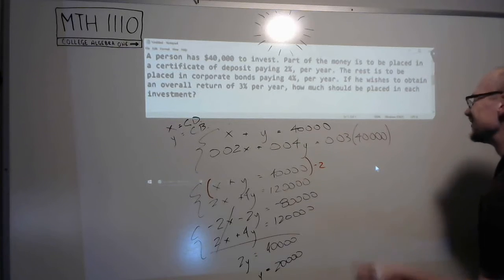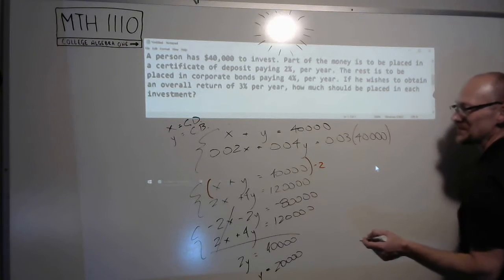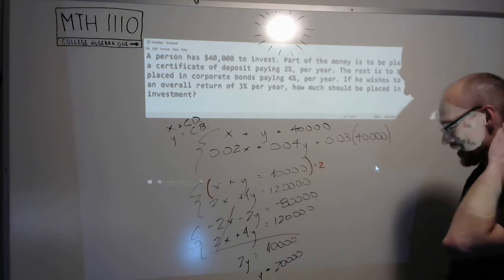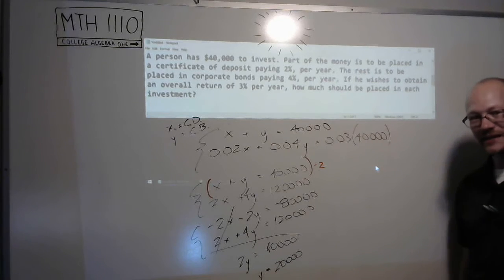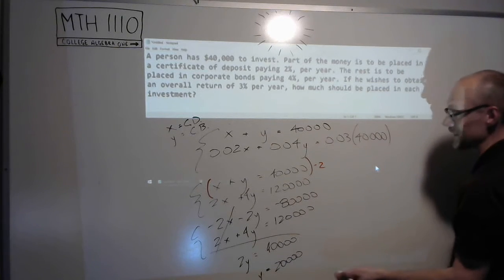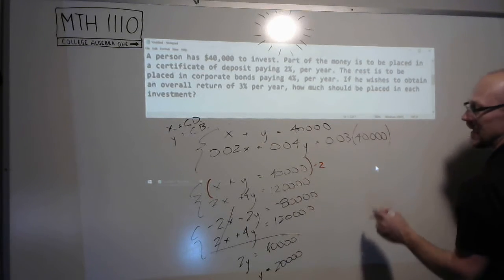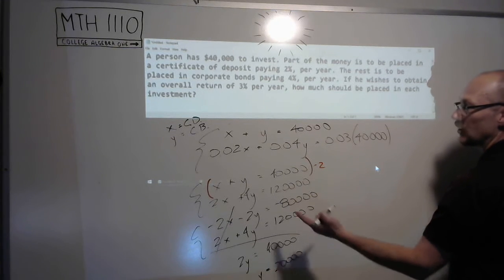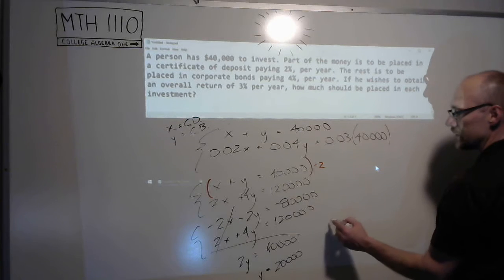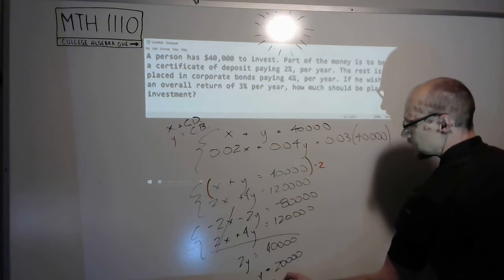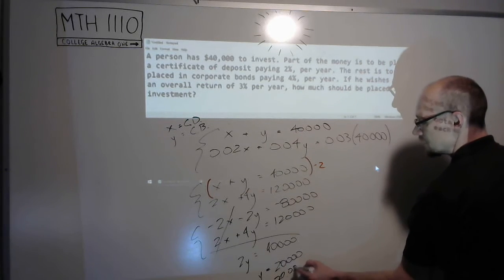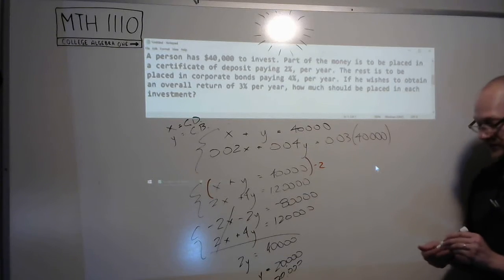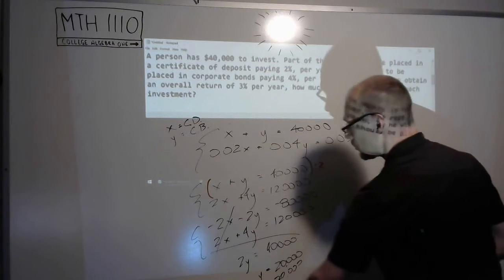Looks like it does just work out to be $20,000 each. Rats. I was thinking of something else where average rate of speed doesn't seem to work that way, but here it does. If your question is as simple as that, then you might want to be careful. But if 20,000 is the corporate bond, that means the other 20,000 needs to be the CD. All right, so that's question number 2.